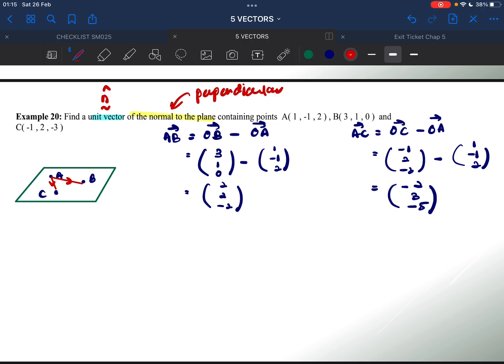So we have the direction vector of AB and AC. Now we want to find the normal, which is perpendicular to these two vectors. Let's say this is your A and this is your B. Perpendicular to these two vectors is this one here. This is the normal.